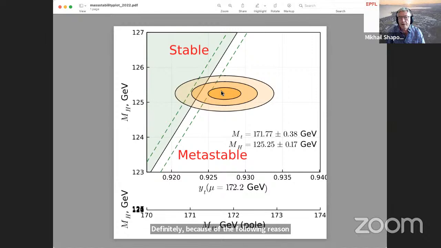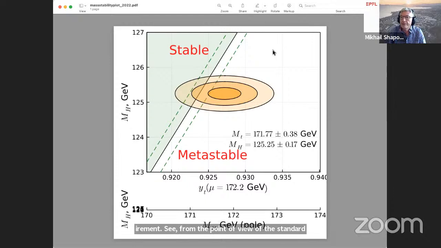Once you include gravity, as Georgios discussed, this is a non-renormalizable theory, and therefore the behavior of different couplings, in particular the Higgs self-coupling, which is important for the issue of stability and metastability, is changing. And it's certainly changing, but how it changes we cannot see from the point of view of the standard model. We need extra information.